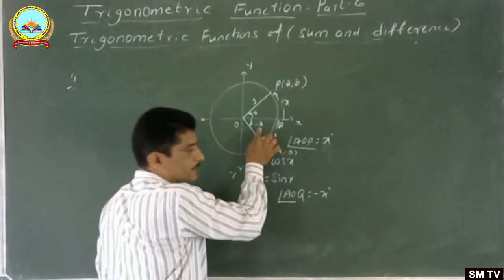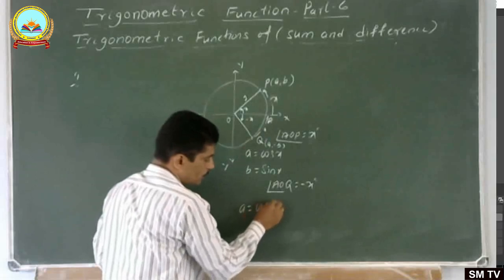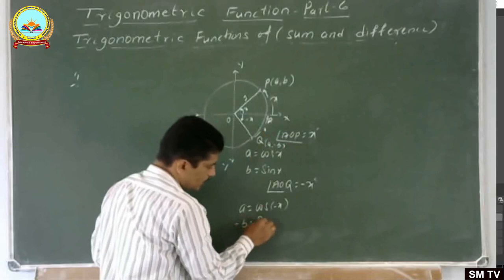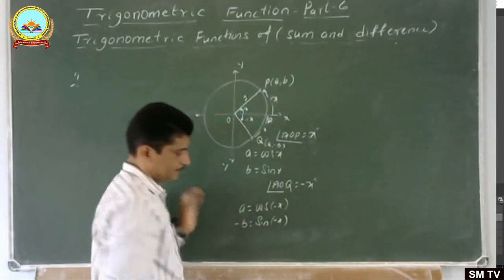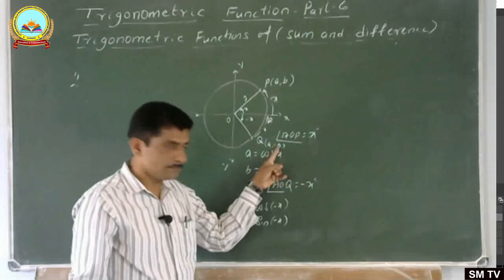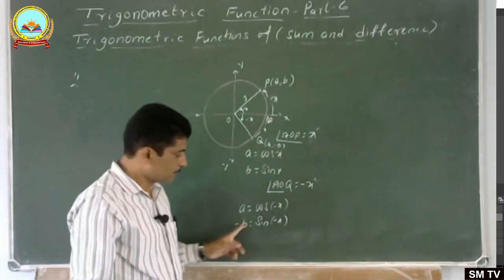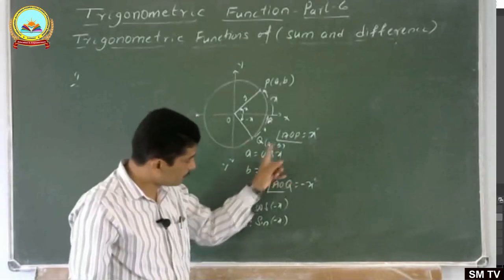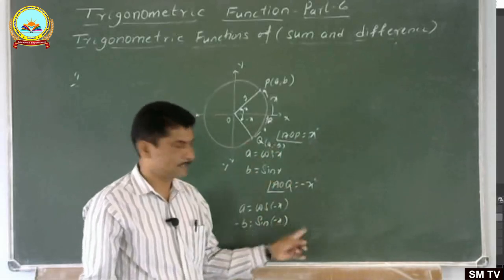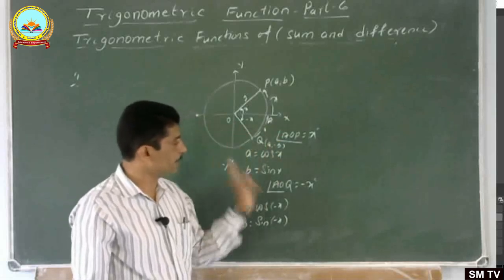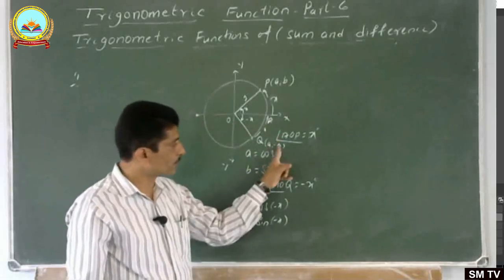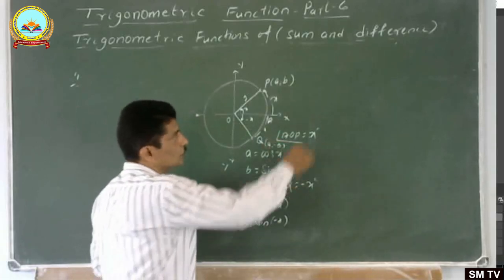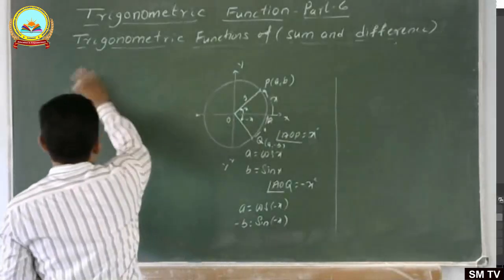always cos x, the center angle. Its value is equal to cos of minus x, and minus b is equal to sine of minus x. Here the y coordinate is b. It is clear, the y coordinate is minus b, meaning sine of minus x. Here a means the x coordinate is a, cos of minus x. The y coordinate is minus b, sine of minus x. Comparing these two, you can say these are the results.